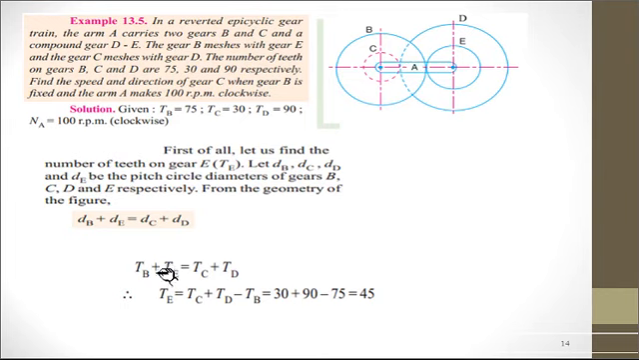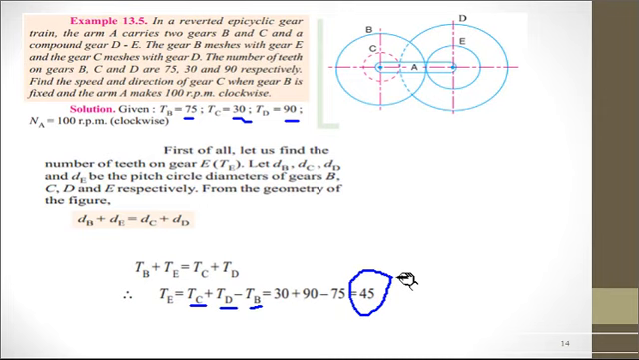From this equation, TE is equal to TC plus TD minus TB. Applying the values, we know that TC is equal to 30 and TD is equal to 90, so 30 plus 90 minus the teeth on gear B, which is 75. We get the teeth on gear E equal to 45. So for reverted gear trains, by applying this formula we calculate the unknown teeth in the problem.